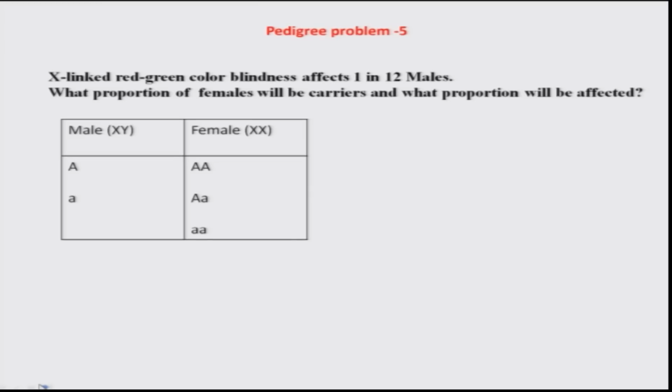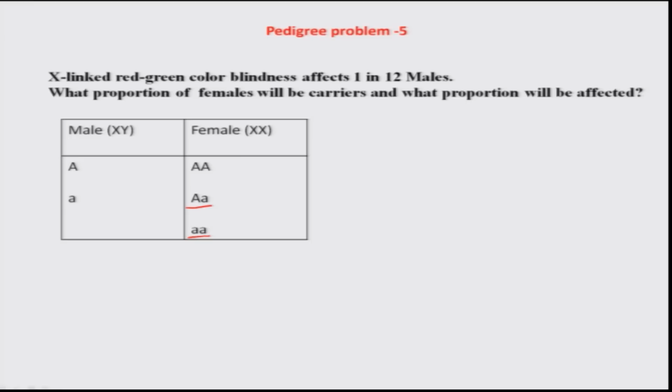Now let us look into the problem. This is X-linked red-green color blindness, which affects 1 in 12 males. What proportion of females will be carriers and what proportion will be affected? So what we need to calculate here is what proportion of females would be carriers, that is capital A small a, and what proportion would be affected, that is small a small a.